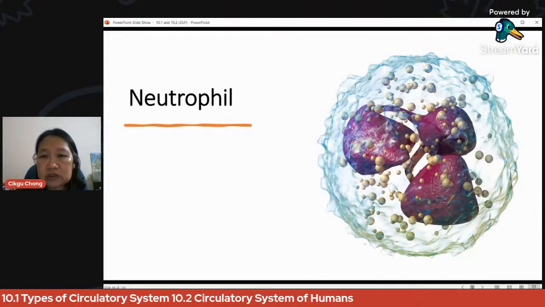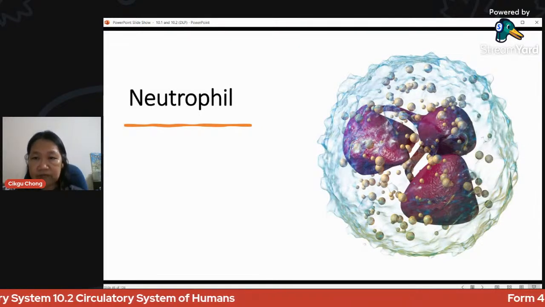Okay, next, neutrophil. Let's look at the first type. So this is a graphic interpretation now.